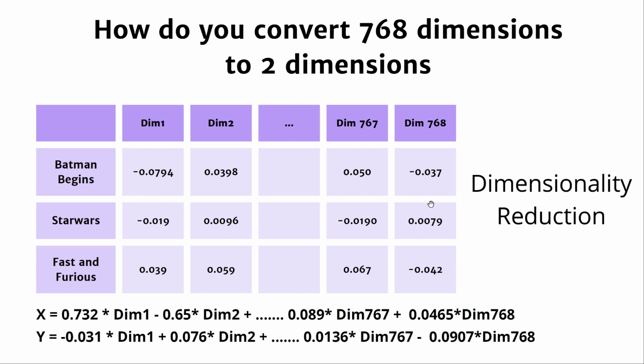For simplicity, let's just assume that you're converting it into two dimensions, and those two dimensions are x and y. How x is formed is just with some weighted combination of dimension 1, weighted combination of dimension 2. So it's just a weighted multiplication with all the dimensional values that we have for 768 dimensions. And similarly, you can have a different weight combination for y, and you'll get the dimensional value for y. All you need to do is plug in these values of dimension 1 to dimension 768, and you'll get Batman Begins x and y vector, etc.